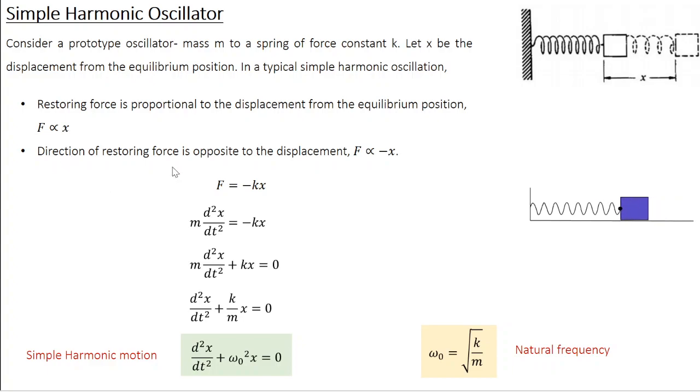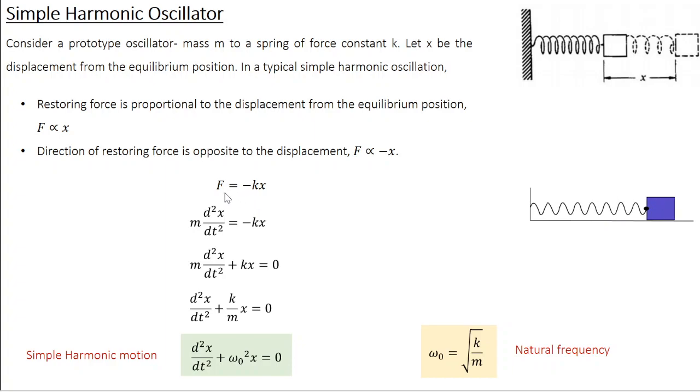Second thing, the direction of restoring force is opposite to the displacement. Right? So if you pull it towards the right, then the restoring force will be towards the left. As a result, it will be moving towards the left position. Once it reaches the extreme left end, then the restoring force now will be towards the right. Consequently, the block is going to move towards the right. So always the restoring force is opposite to the displacement. So I can write F is proportional to minus x. Now I can replace the proportionality with a constant k and write F is equal to minus kx.